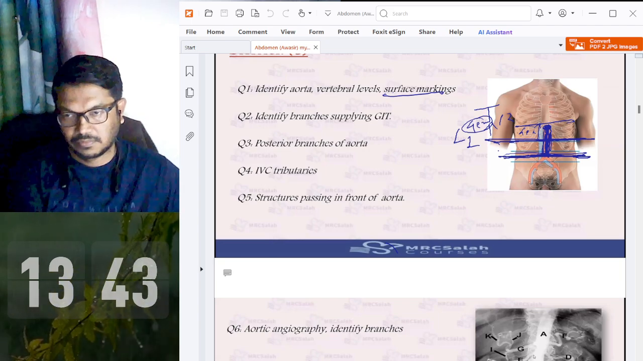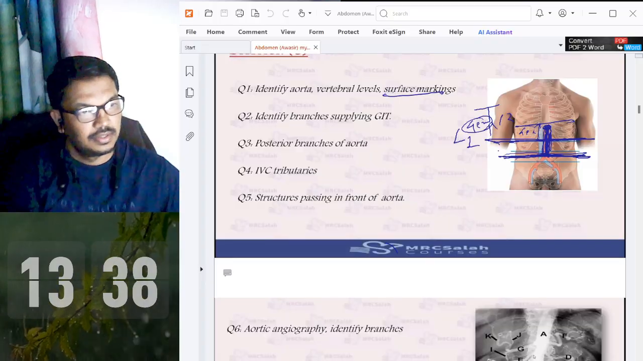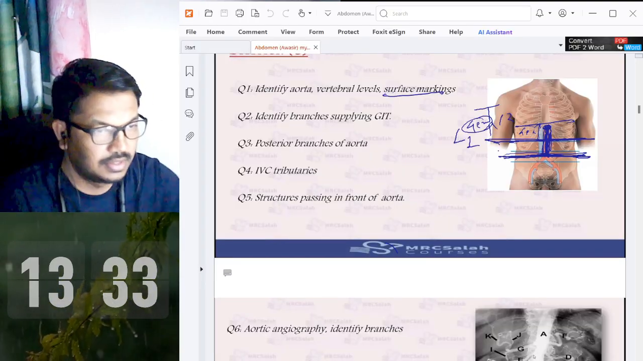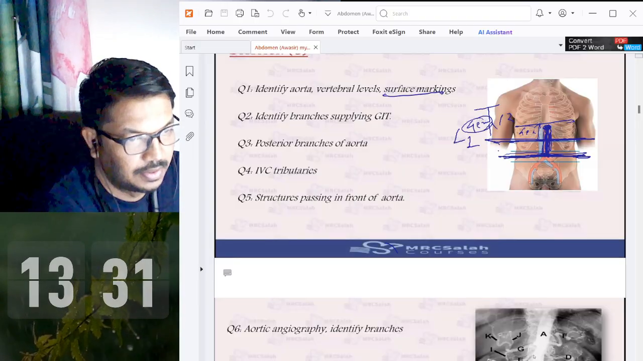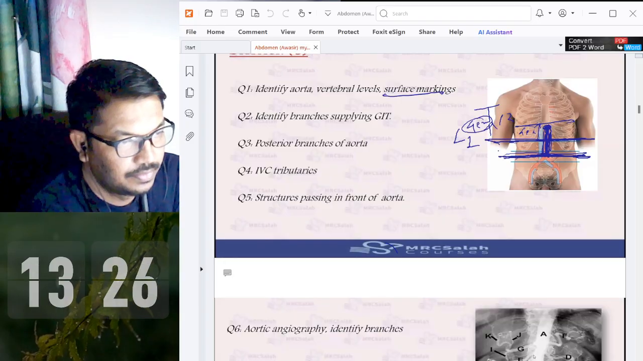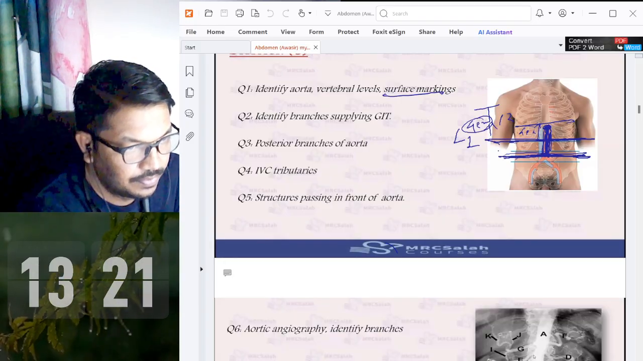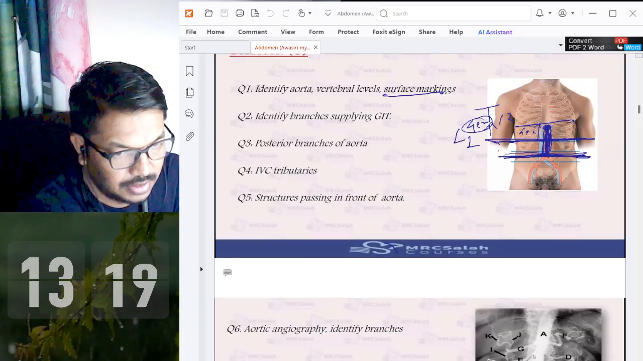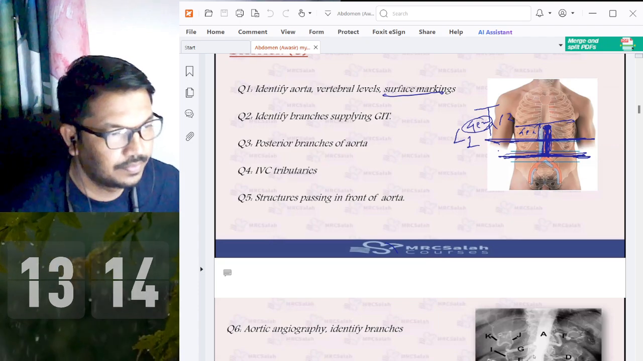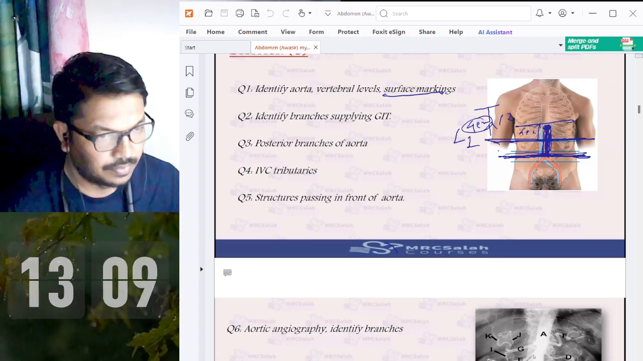hepatic artery. Hepatic artery, is it? Hepatic artery is the branch of abdominal aorta. Are you sure? No, hepatic artery is from the celiac trunk. What are the other branches of celiac trunk? Common hepatic artery, left gastric artery, and splenic artery. Okay.